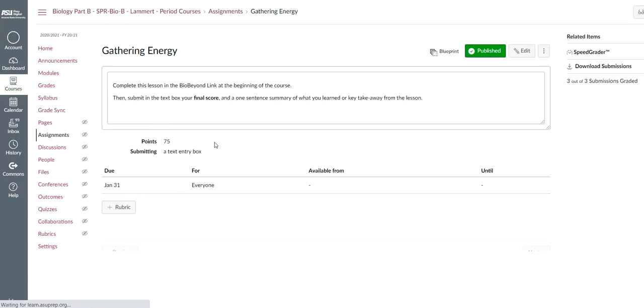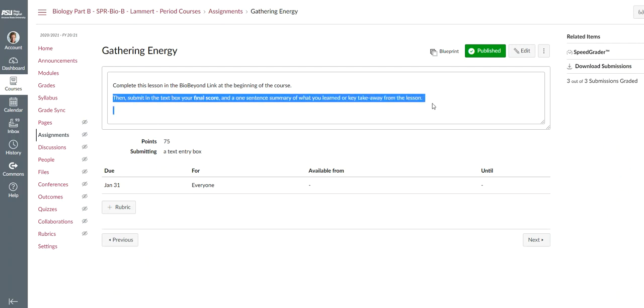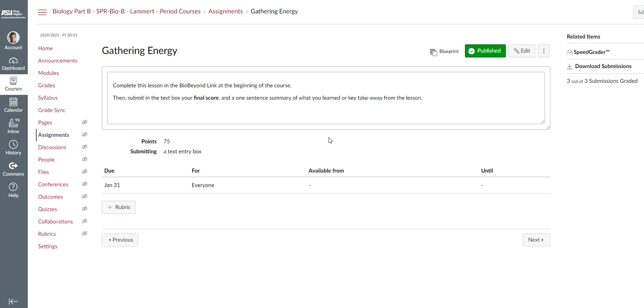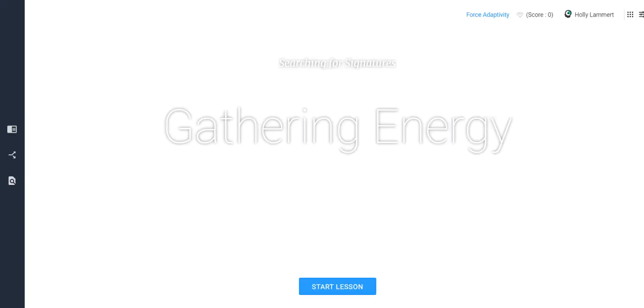In the last lesson, the chemical basis of life, you did not need to submit your final score. You do need to go back to doing that for this lesson. So make sure that you're submitting your final score and a one sentence summary of what you learned. That's just to gather your knowledge and put it in one concise little sentence to get credit.